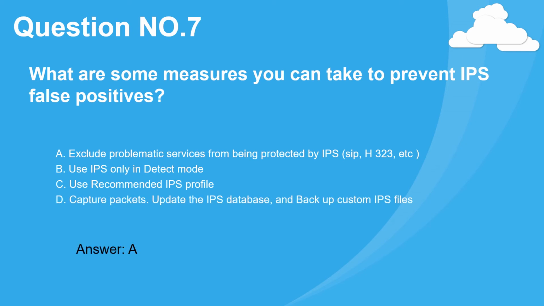Question number 7. What are some measures you can take to prevent IPS false positives? A. Exclude problematic services from being protected by IPS, SIP, H323, etc. B. Use IPS only in detect mode. C. Use recommended IPS profile. D. Capture packets. Update the IPS database, and back up custom IPS files. Answer A.